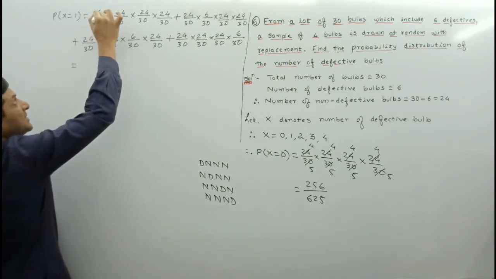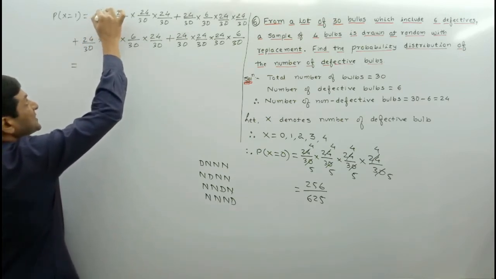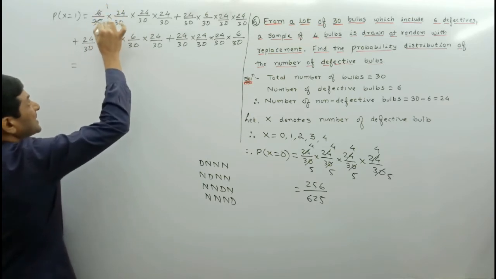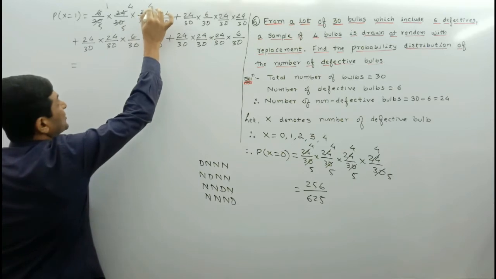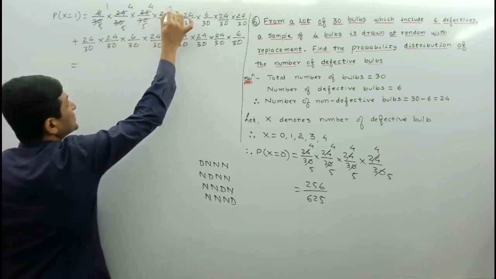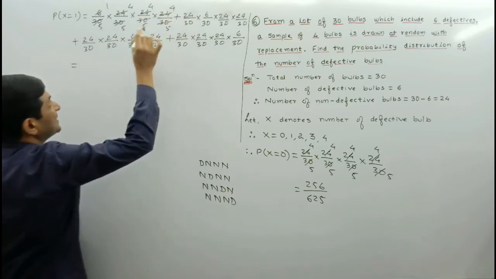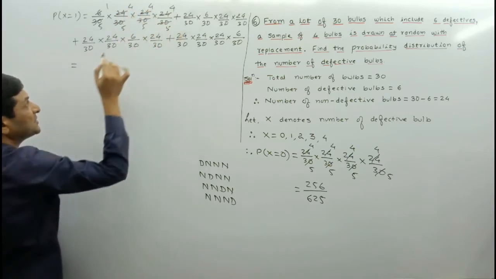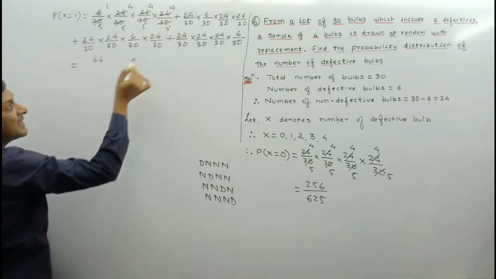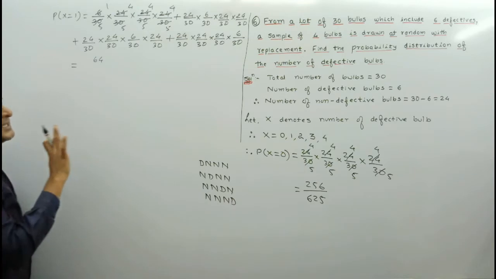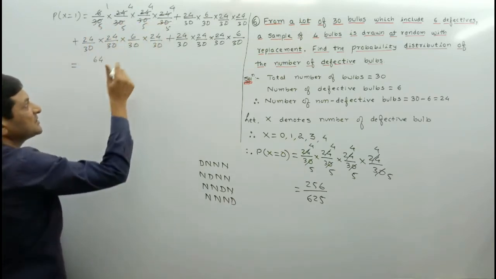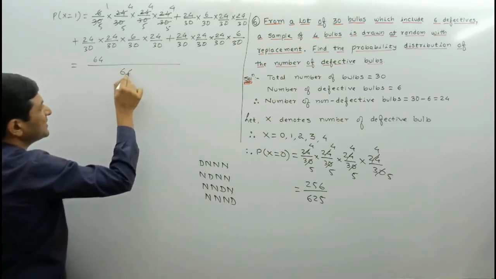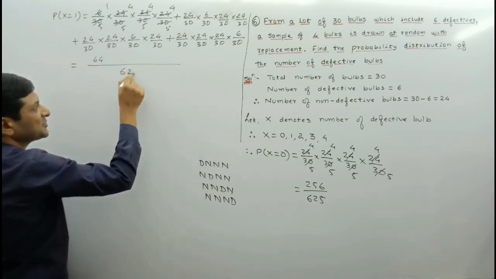Here both the numbers are divisible by what? 6. So 6 1s are 6, 5s are 30. Here 6 4s are 24, 6 5s are 30, and the same in the other terms. Check 4 into 4 is 16, 16 into 4 is 64. Again here also same terms are there. In every case in the denominator what we'll get, 5 into 5 into 5 into 5 is 625. Means denominator in every case is 625.